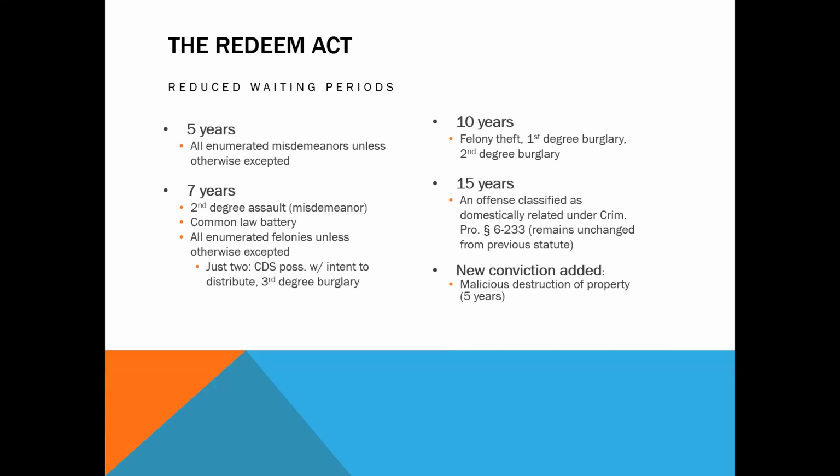So that's the changes to the waiting periods that are enacted as of now while we're speaking under the Redeem Act. But there's one more little thing that the Redeem Act did besides change the waiting period. It actually added a new conviction to the eligible types of charges in 10110. That is malicious destruction of property. And that's going to go into the 5-year misdemeanor category. This is something that a lot of advocates were really excited about. It was actually something that was sort of added into the bill at the last minute, and it went through.